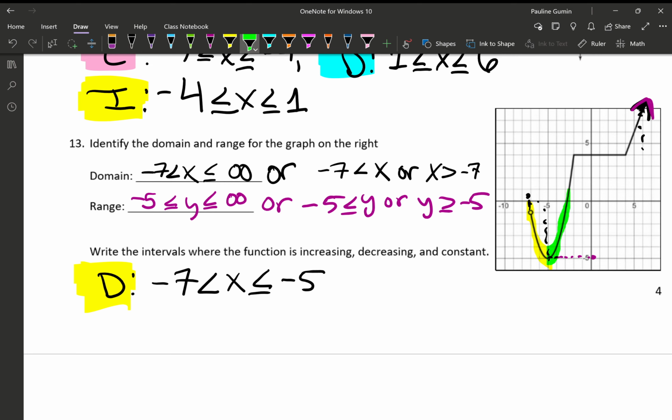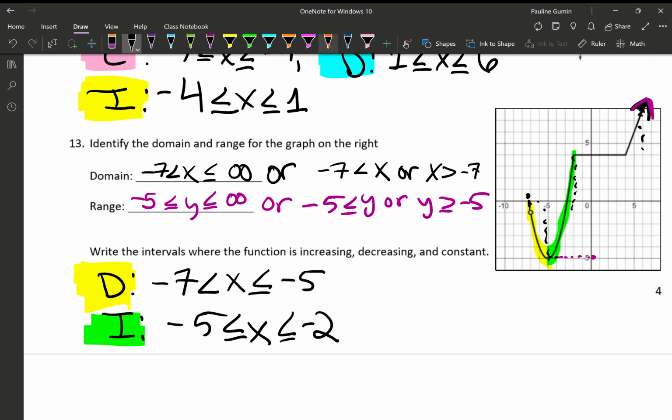All right, next. Next, it looks like I'm going up, up, up, up, up, up, up. I'm going to stop there. That would be increasing. So it starts at -5, but where does it end? -2. Onwards we go.